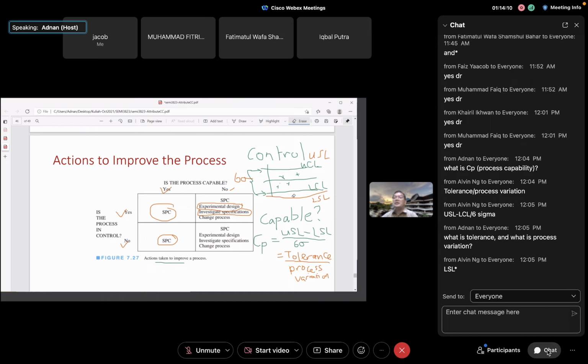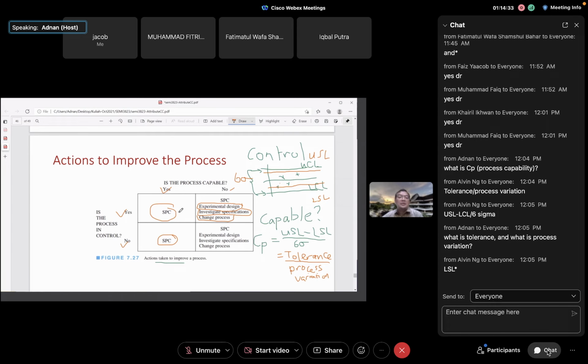For example, you may have somewhere inside here, this is your specification. So now this is not capable. So you need to investigate the specification, or you need to change the process. This will be the last decision: change the process, buy a new process.